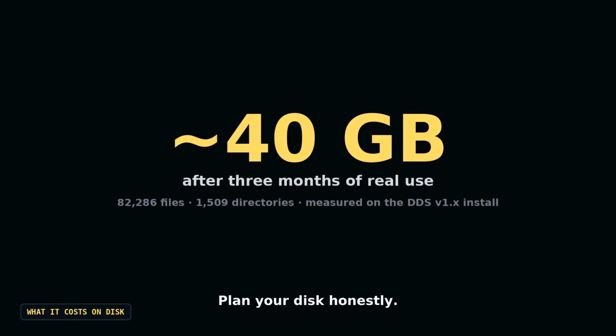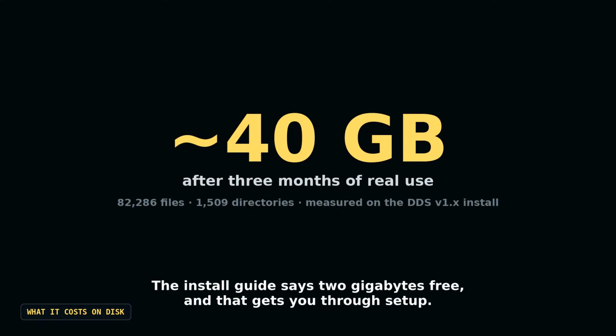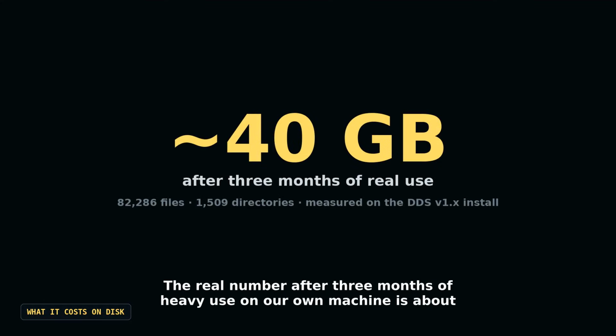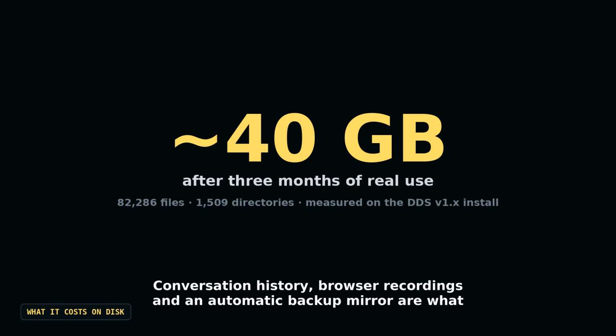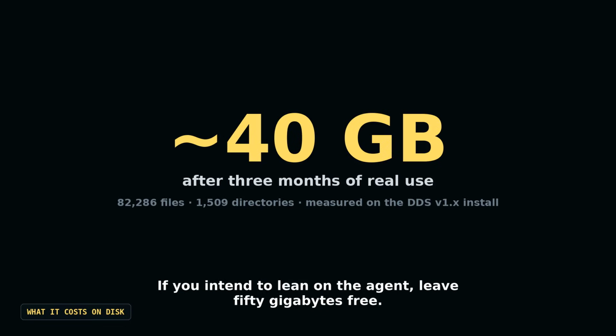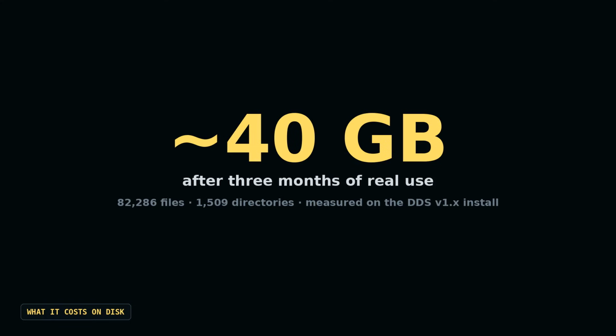Plan your disk honestly. The install guide says 2 GB free, and that gets you through setup. The real number after 3 months of heavy use on our own machine is about 40 GB across 82,286 files. Conversation history, browser recordings, and an automatic backup mirror are what grow. If you intend to lean on the agent, leave 50 GB free.